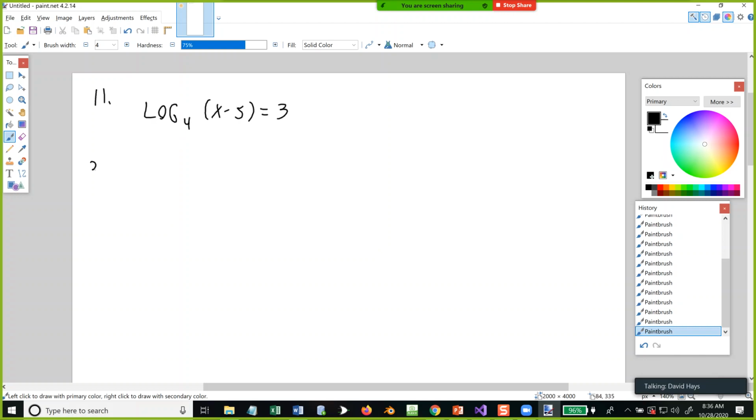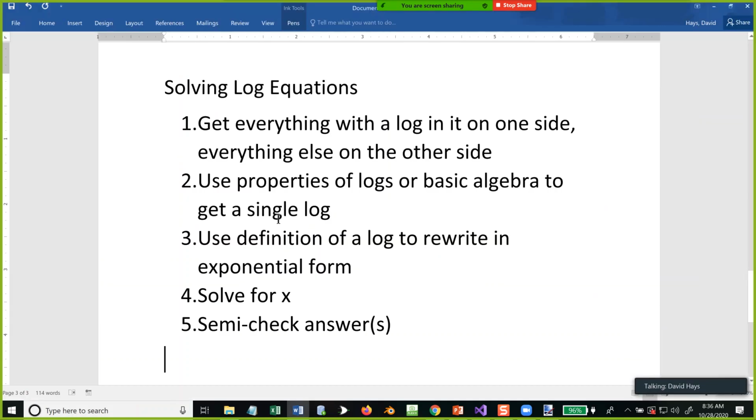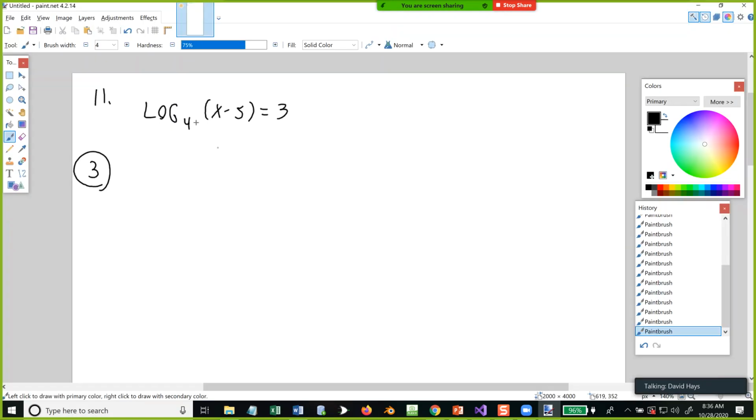Step 3, use definition of log to rewrite in exponential form. This is a b to the p equals q item. So this would be my b, this would be my p, and this would be my q. So our exponential form is b to the p equals q. So we're going to have 4 to the third is equal to x minus 5.